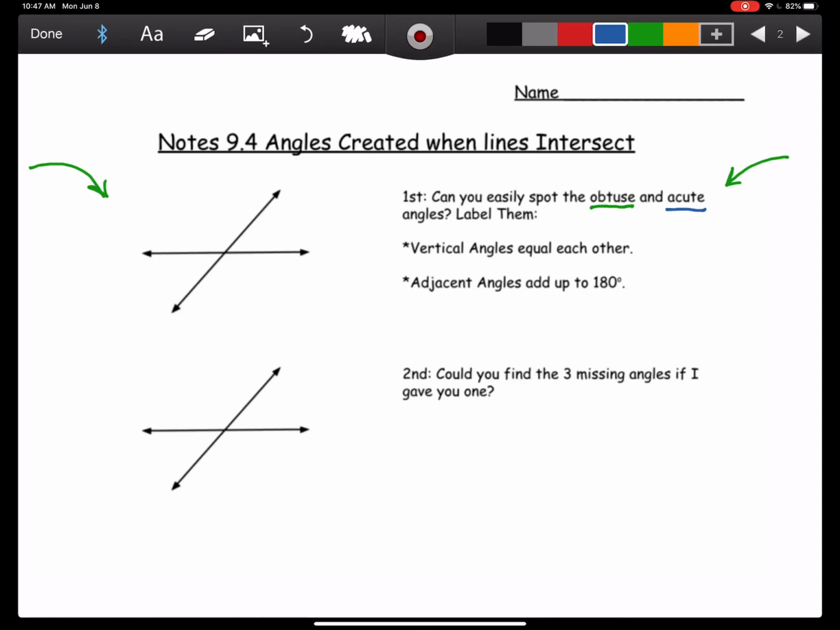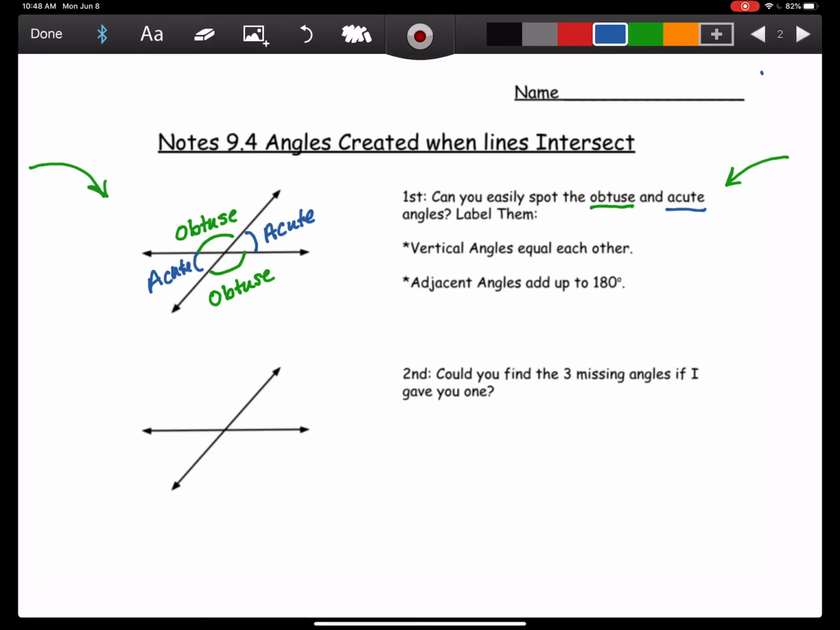So, obtuse, we have in green, that would be this angle is obtuse. And this angle is obtuse. And then I'm going to switch to blue. So this angle here is acute. And this angle here is acute. So what do you notice about these?